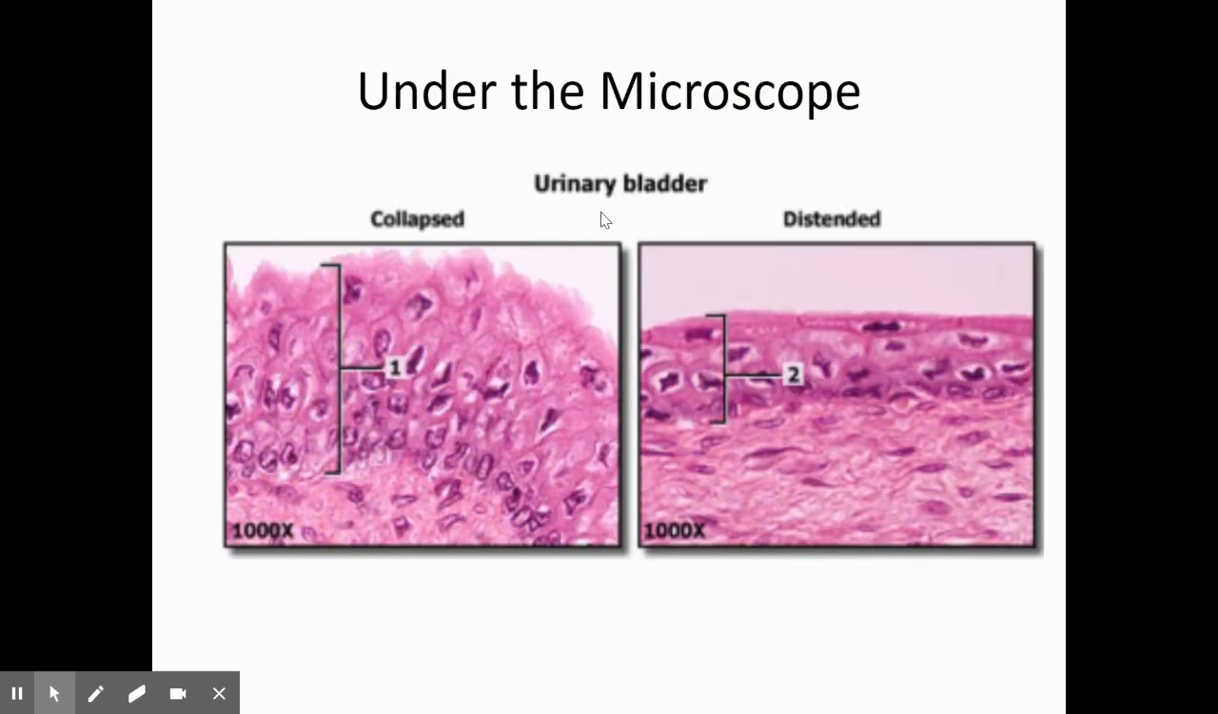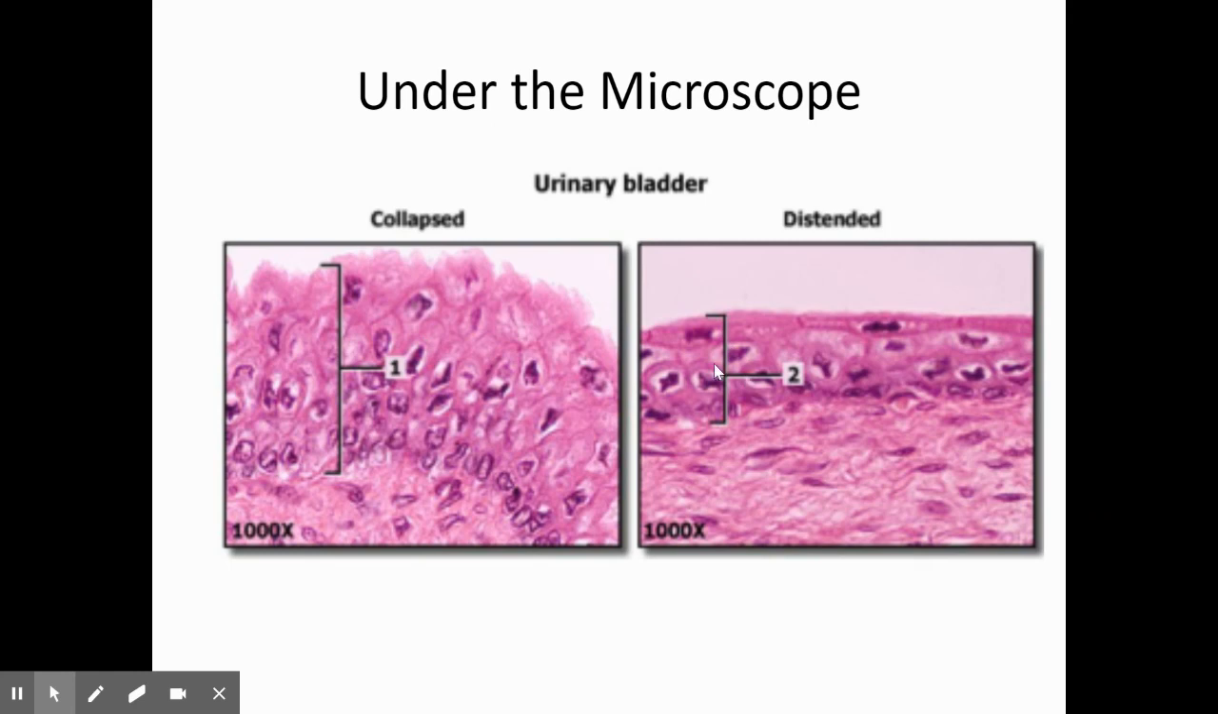So this is what it looks like underneath the microscope. You can see here where the number 2 is. This is showing that it's stretched, okay? And you can see that the cells look more flat if you're looking at it from the side. And then the number 1 here is showing that this is relaxed. So you can see that the cells are going to end up looking more cuboidal than over here.